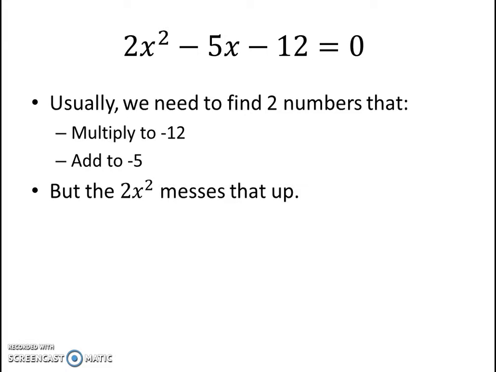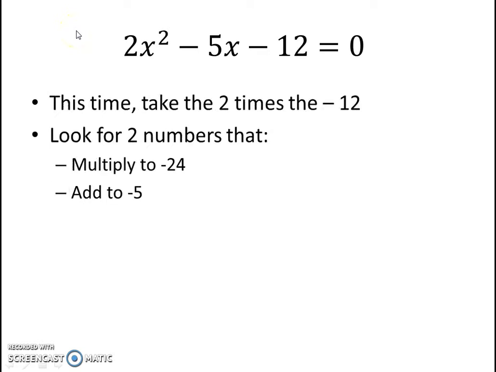So this is the first problem, 2x squared minus 5x minus 12 equals 0. Usually, to factor, we need to find two numbers that multiply to negative 12 and add to negative 5. That negative 12 comes from here in the equation. The negative 5 is attached to the x. The 2x squared, this guy right up here, he messes everything up for us though. We can't do that same strategy.